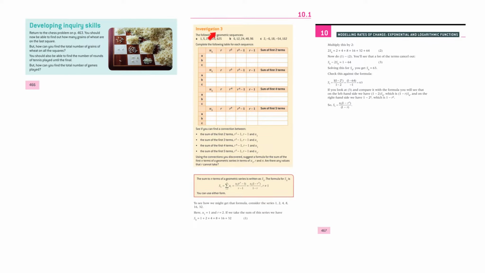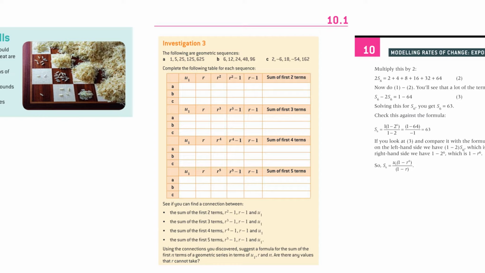Let's have a look at investigation 3. It's on page 467. The following are geometric sequences: A, 1, 5, 25, 125, 625, and we have B and C. Now what you need to do, it says complete the following table for each sequence. So we have to write down U1 for A, B, and C, so there'd be 1 and then 6 and then a 2.